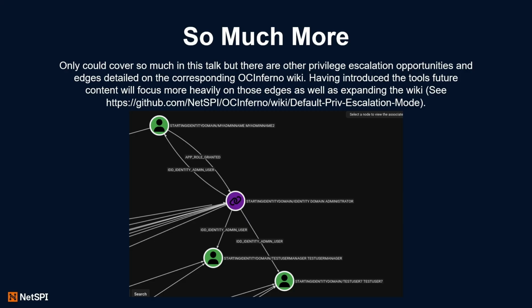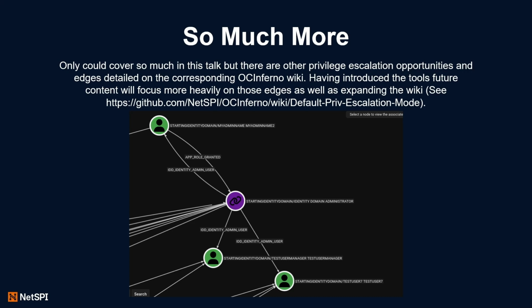But I didn't even cover identity domains that much in this talk. Like I mentioned, identity domains are included in the graph. There's a picture of it below where you can have an identity domain administrator role within an identity domain app, and that will give you certain permissions over users that are separate from OCI IAM permissions. Again, I'll probably cover that in future talks.